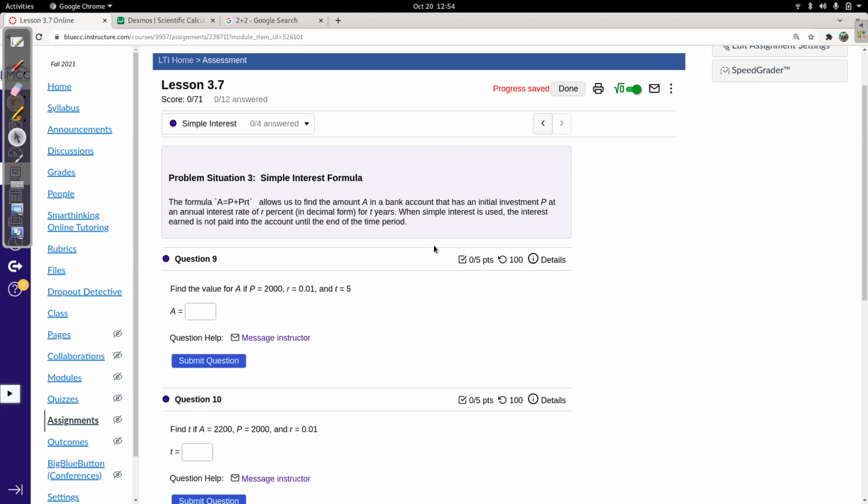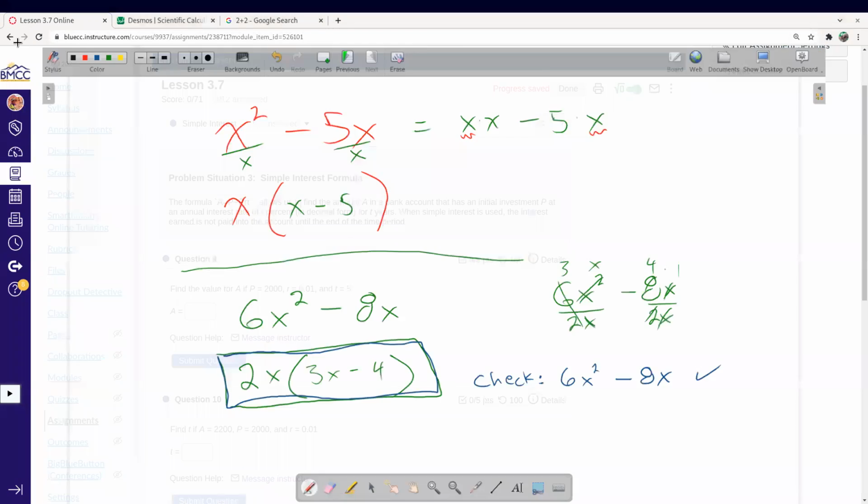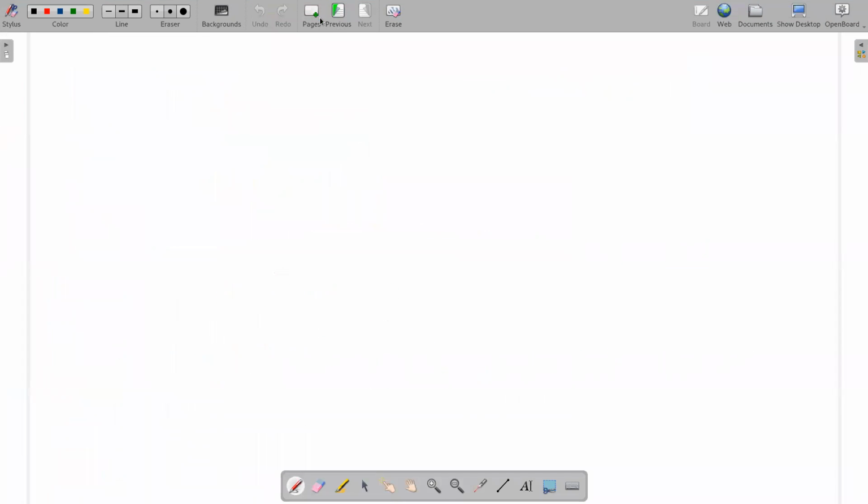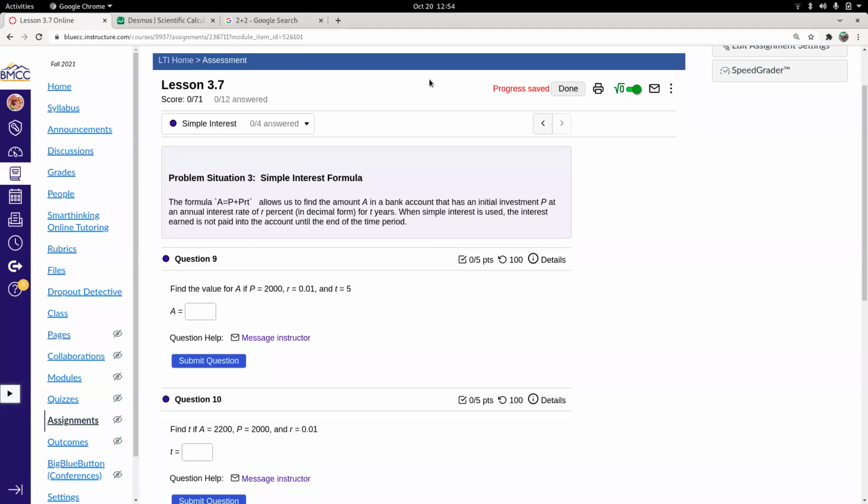And I want to explain what this A equals P plus PRT means. So my hope is you've seen this before in another class, and if you haven't, let's look at it now. New page. So A equals P plus PRT. Double check I copied that right. Yep.